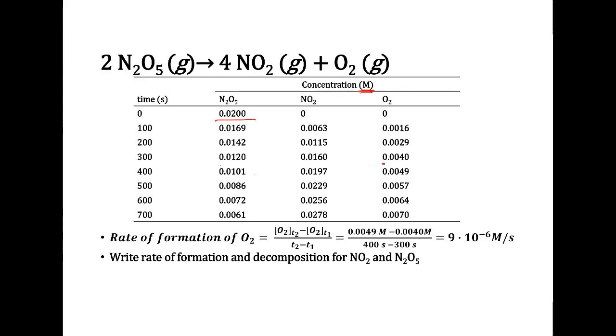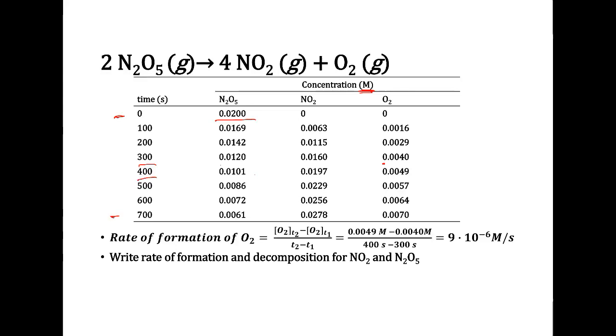Here we're just going to pick the time step from 300 to 400 seconds, but nothing says that you couldn't choose 0 to 700 and find the average rate of formation. And we'll talk a little bit more about the different rates that you can measure whenever we analyze this problem graphically in just a minute.